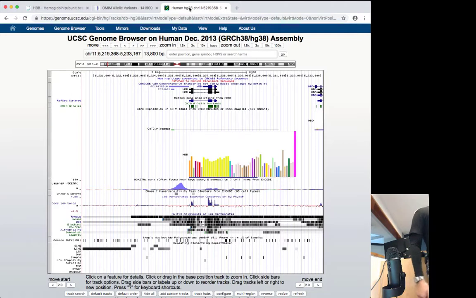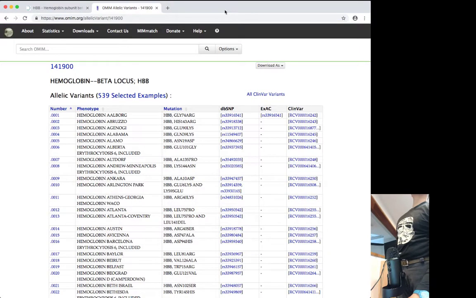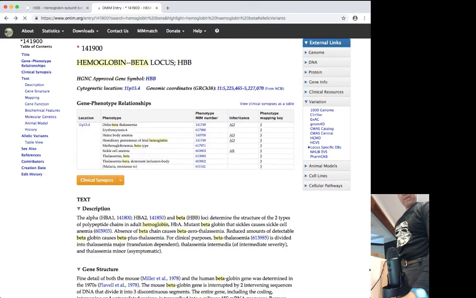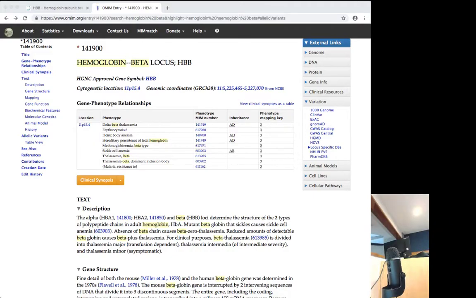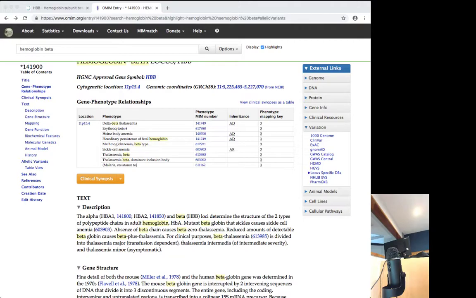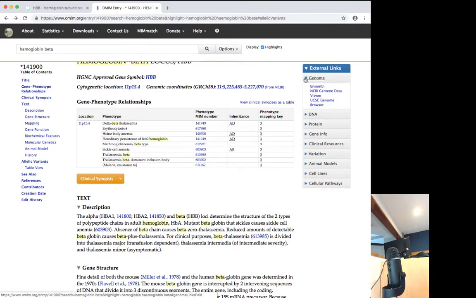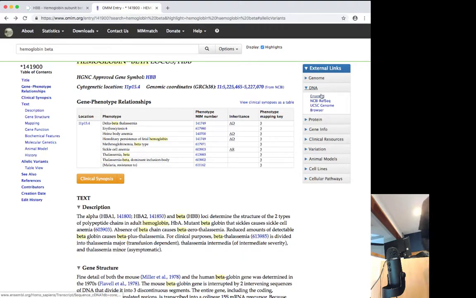So we got here to the NCBI through the OMIM. This is not the only way to do so. As you can see on these external links, we also have genome DNA links to other databases where, if we want just the sequence, this one might be easier. For example, Ensembl, the genome viewer, that's where we were. Sorry, not the NCBI genome viewer, but the UCSC genome browser. Ensembl for the genome or just the DNA, and NCBI RefSeq, UCSC genome browser.